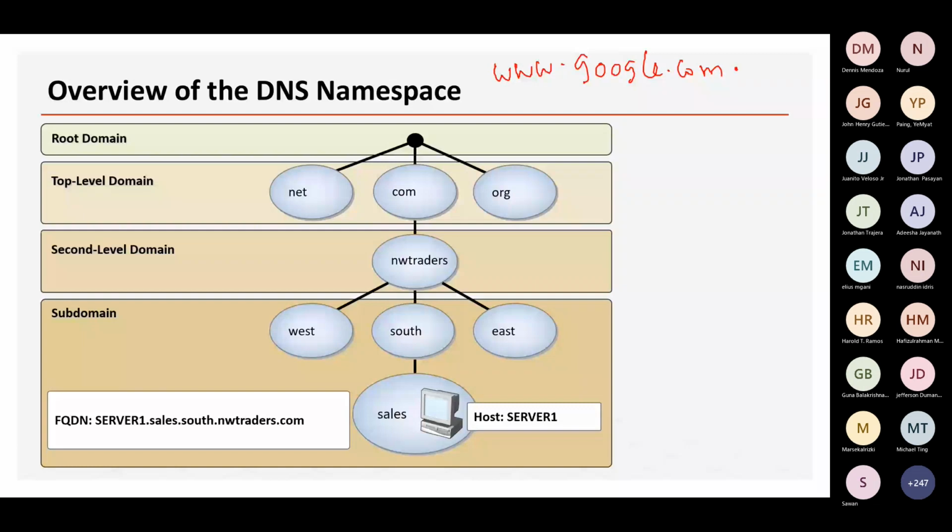If any query comes in, it always goes to the root domain. Across the globe, there are 13 root servers available in each geography, depending upon which geography you are connected to.